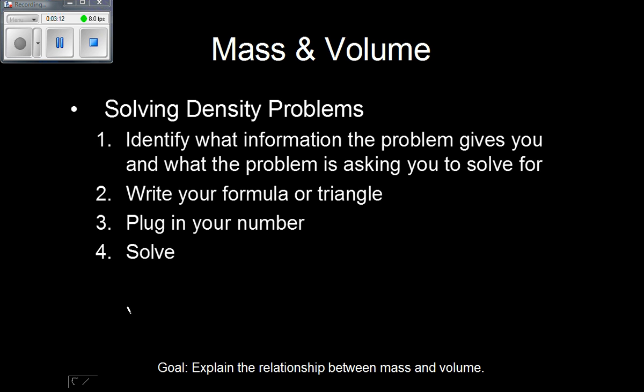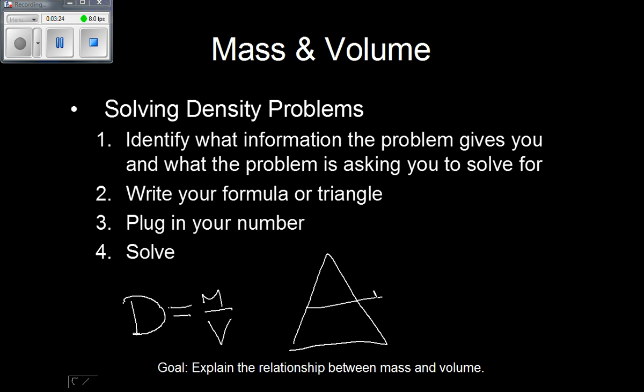A triangle is something that allows us to solve problems more easily, or acts as a shortcut. So when you write a triangle, you start by drawing a horizontal line to represent division, and a vertical line to represent multiplication. Because your m is a numerator, it has to stay in the numerator position over here, leaving d and v to go in the bottom.